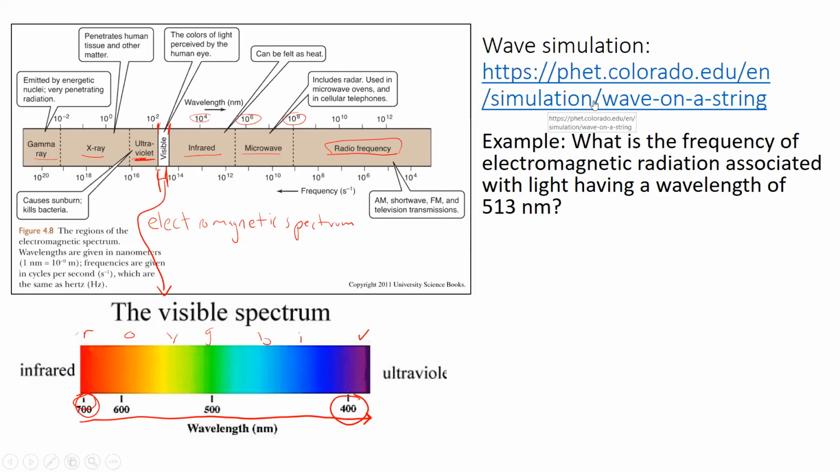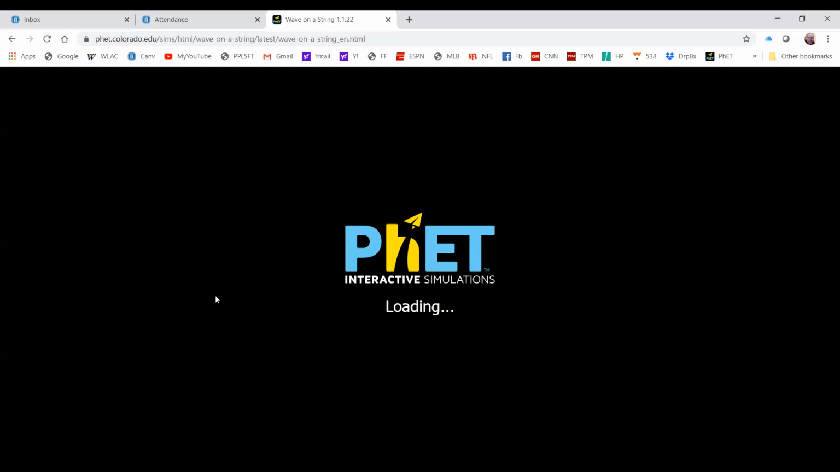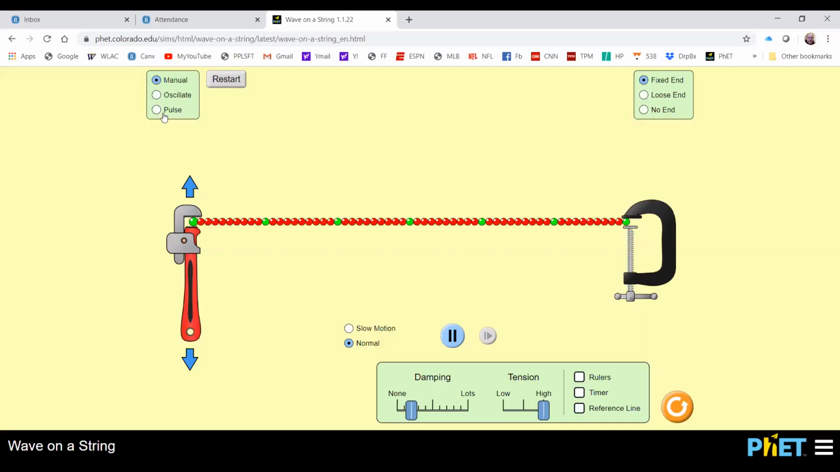So if you're interested, one of the things I'm going to do here is check out this wave simulation. If you want to think about how a wave moves through space, this is the simulation for a wave on a string. Let me make sure I'm sharing the right screen with you. So if you click on that link, you should get this web page, and it is a good place to start to think about waves and visualize waves. And you can just click on it.